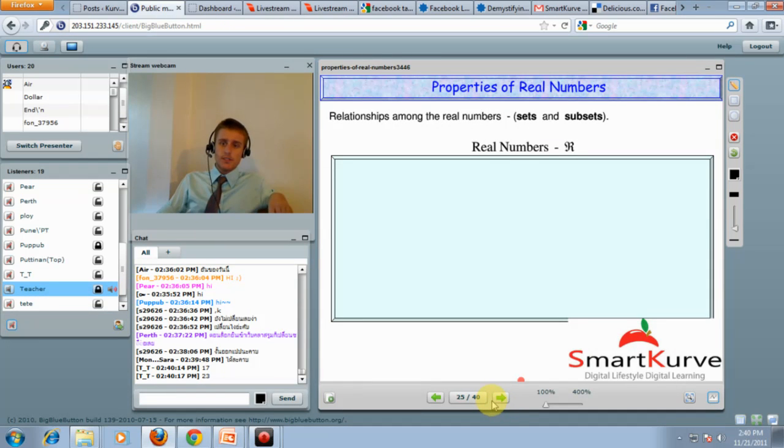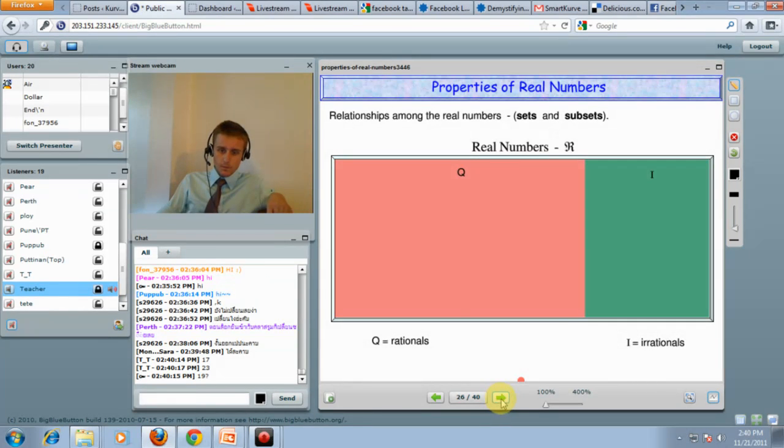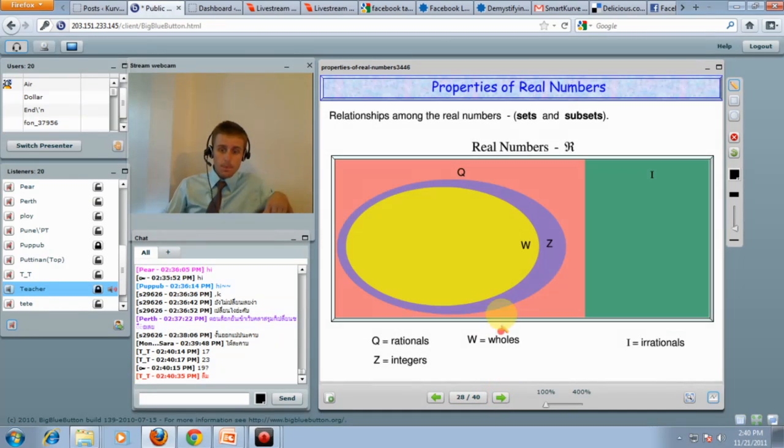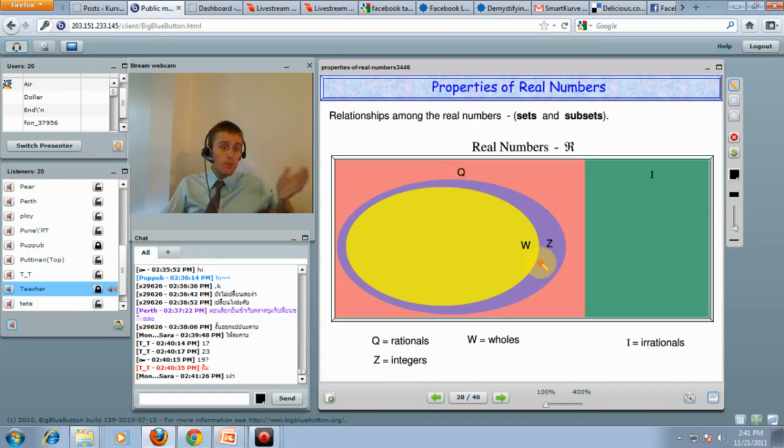Relationships among the real numbers, sets and subsets. So real numbers, it's all of them. Q is rational numbers. I are irrational numbers. Within rational numbers are integers. Within integers are whole numbers. So here are rational numbers. Then Z are the integers. And then the W are whole numbers. So 1, 5, 8, 23. Integers would be 23.4. Irrational numbers over here.